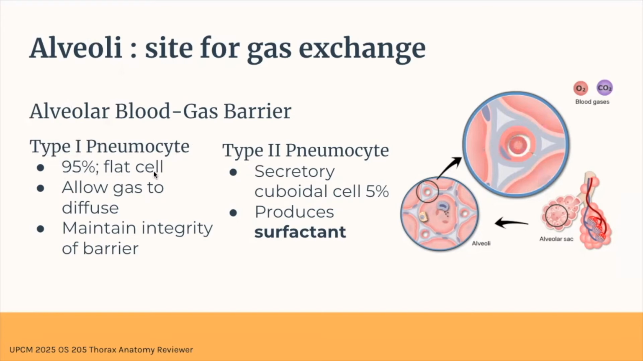They're actually flat cells, no? Siya yung nasa gilid. The main function of your type 1 pneumocyte is to allow gas to diffuse, so gas exchange. So it maintains the integrity of your barrier. While the other type is your type 2 pneumocyte, a secretory cuboidal cell that accounts for the last 5% of your alveoli. It produces your surfactant.